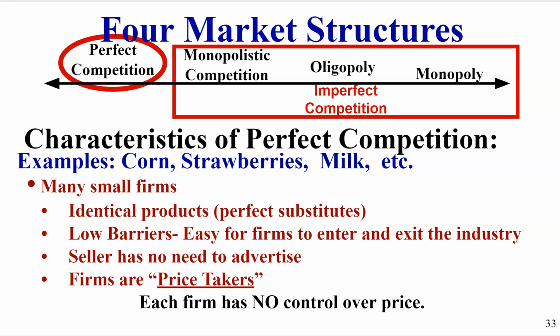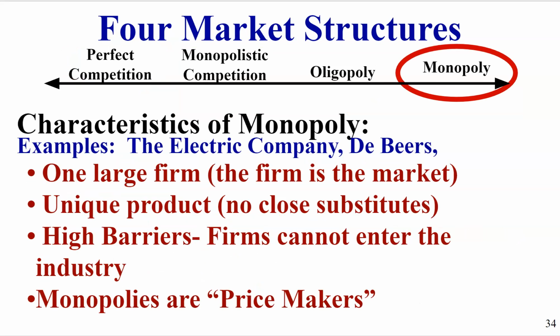There's really no need to advertise because everybody is selling corn at the same price. So you are what's called a price taker, meaning you have no control over the price. You are essentially a price taker. Now let's look at the flip side of this, because the diametric opposite of a price taker is a price maker, and this is a monopoly.